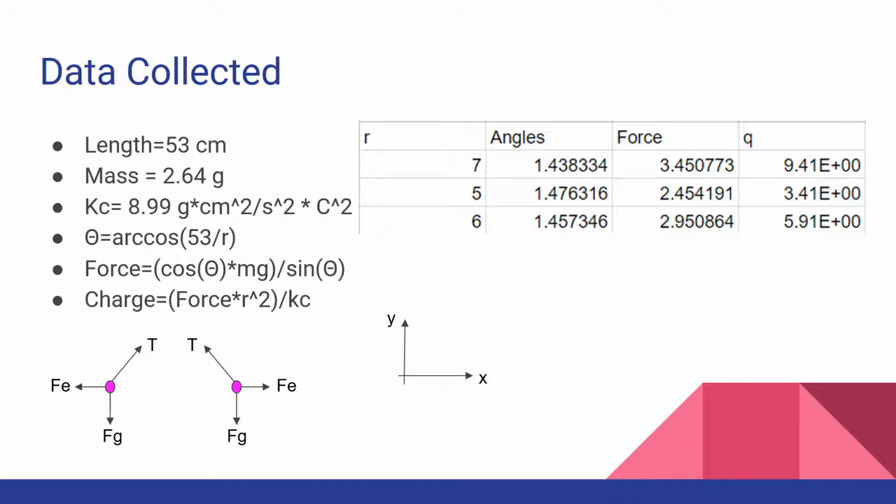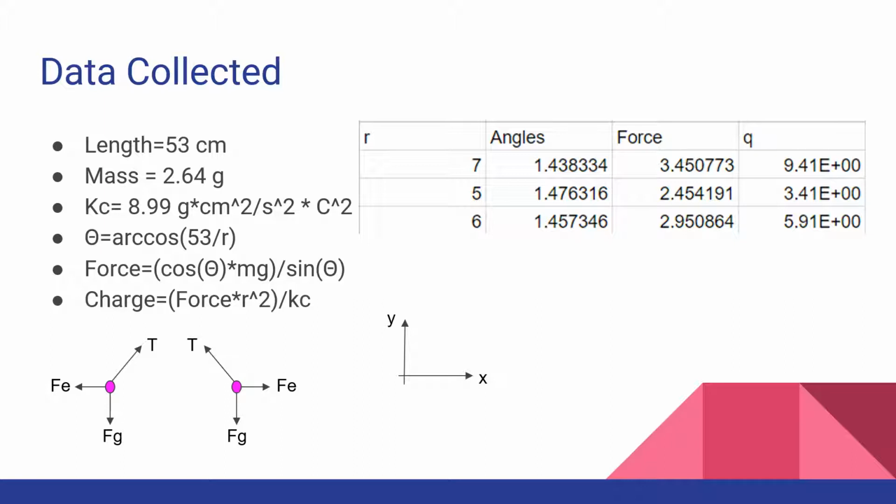So we collected our data. We found that the length of the string on both ends is 53 centimeters. We weighed the two balloons and found that they were both 2.64 grams. For Kc, we wanted to convert Newton meters squared over Coulomb squared into grams times centimeters cubed over seconds squared times Coulomb squared.